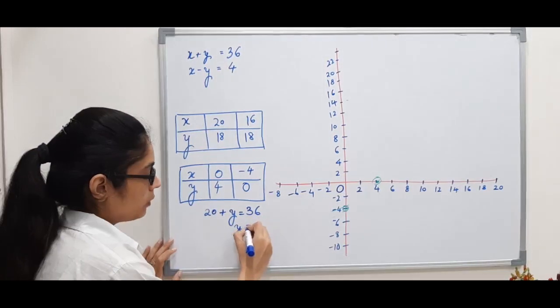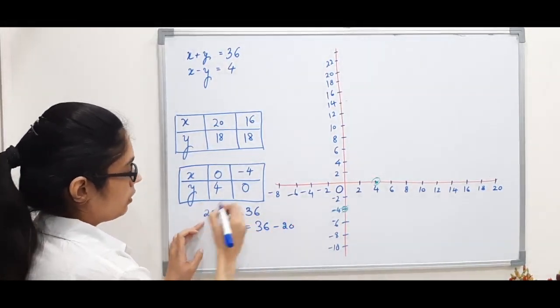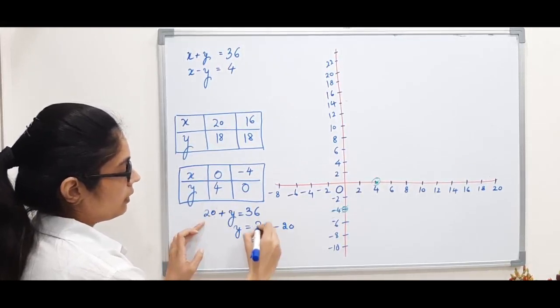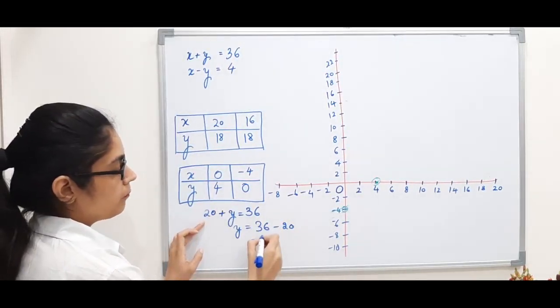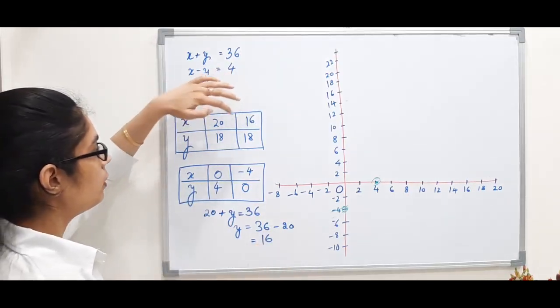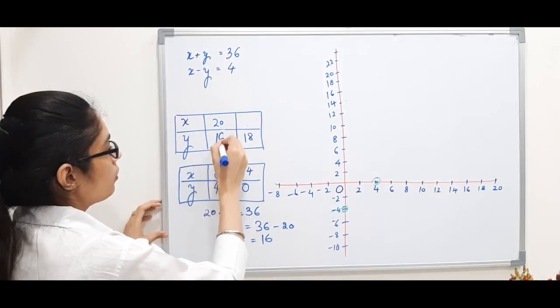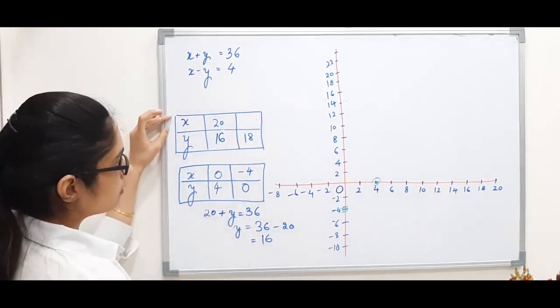So y will be equal to 36 minus 20. This 20 coming to the other side will be minus 20. 36 minus 20 will be 16. So my y will be 16 by putting x equals 20.